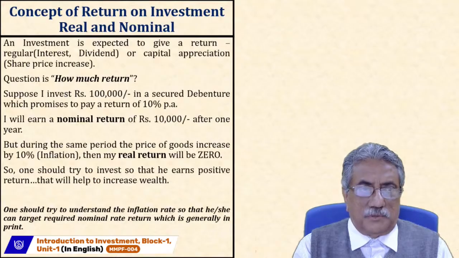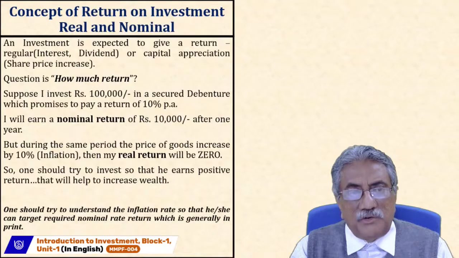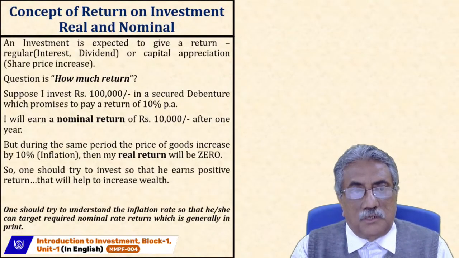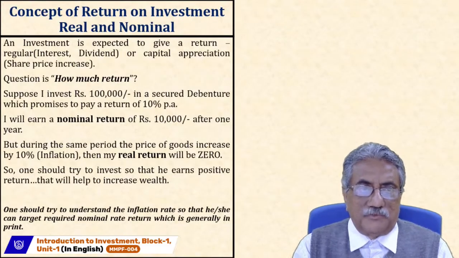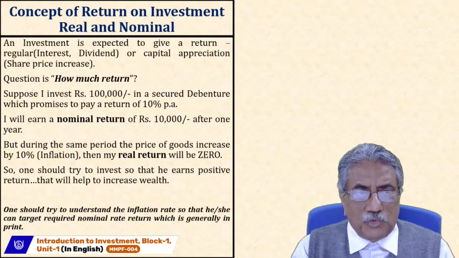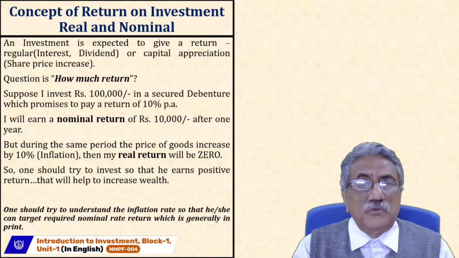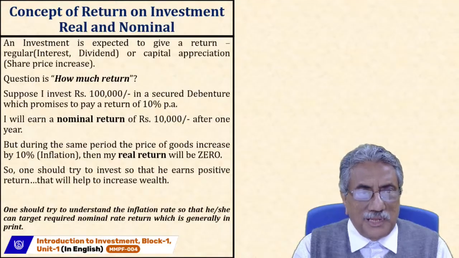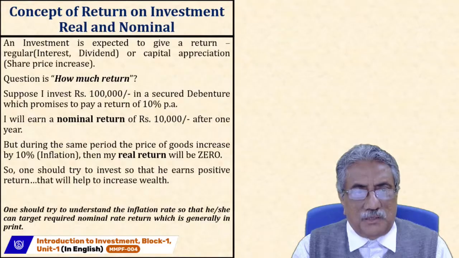What will happen? I will earn a nominal return, note the word nominal in bold, of rupees 10,000 after 1 year. Very good. But suppose during the same period, the price of goods increased by 10%. That means what I could have purchased with 1 lakh now goes up to 1,10,000. So I cannot buy anything extra.